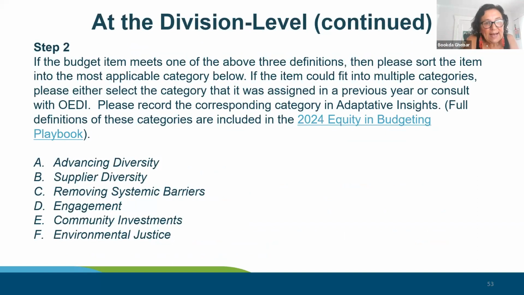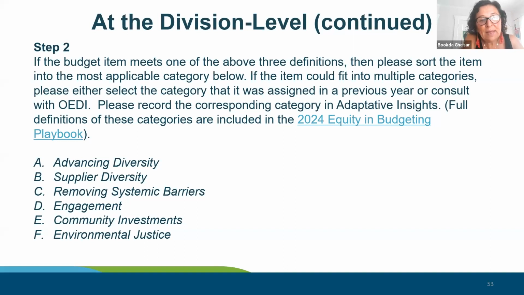So we ask every division to use those three definitions, and you'll see some examples of that, to pull out their equity spending that fits that. And then we coded to these 6 different criteria, only because we really want to be able to report this in categories. So does it advance diversity? An example of this is that we do a federally required affirmative action report, and we have a consultant come in to do that. It helps us advance diversity. Supplier diversity is about our women and minority businesses spending, and then removing systemic barriers.